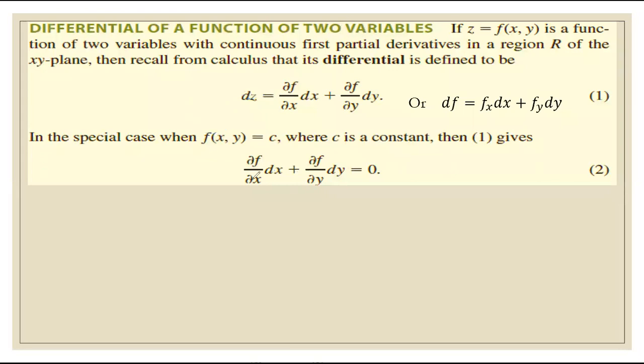Okay? Now, if I call partial f by partial x m and partial f by partial y n. Okay? So I have this new equation. Now I have a question about this equation. Do you remember this equation? I think in the first lecture we studied this form. Do you remember what we call this form?